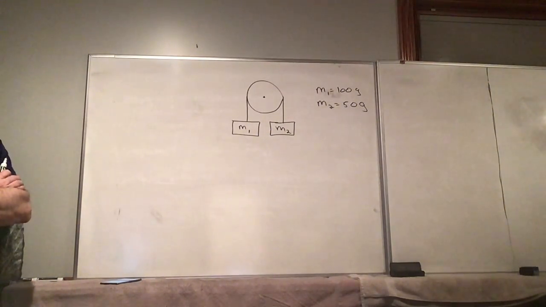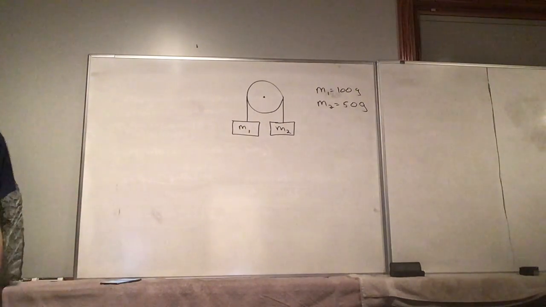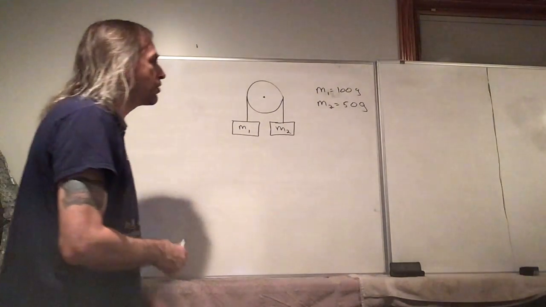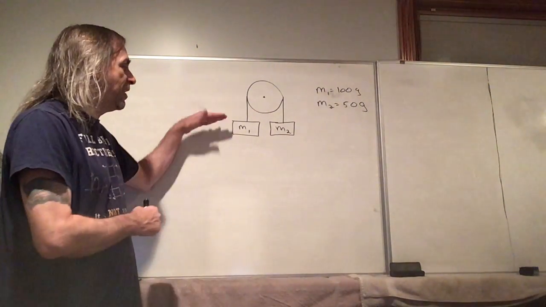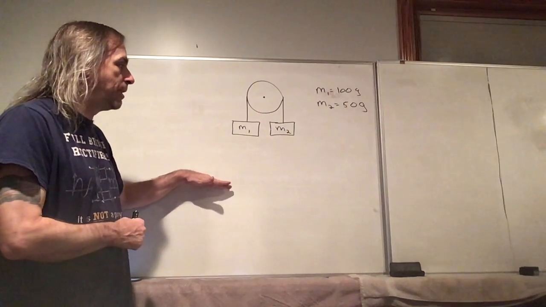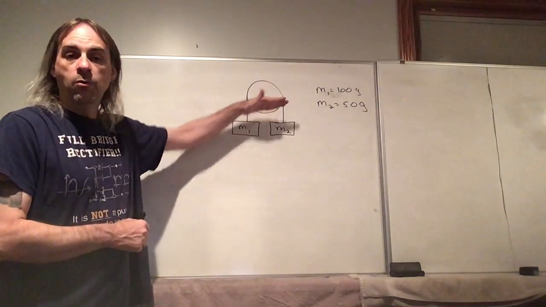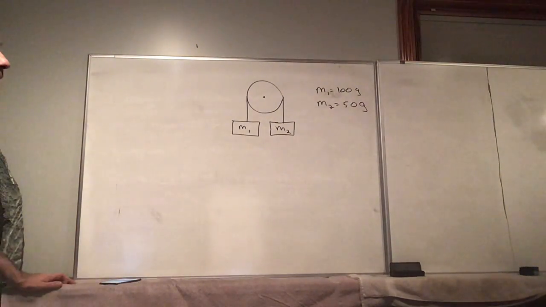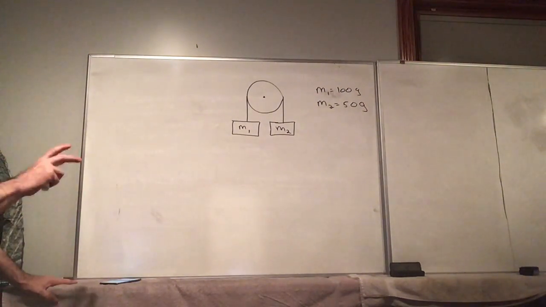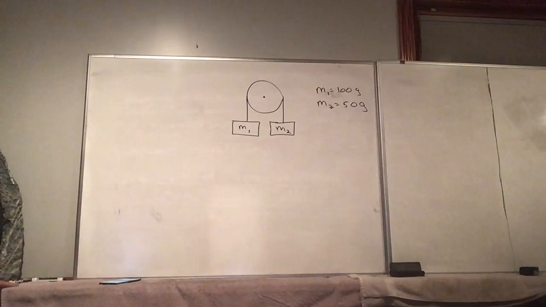So we know mass 1 is going to fall down and mass 2 is going to accelerate upwards. And they're connected by a string that doesn't stretch. And so if this mass falls down 1 meter, mass 2 is going to go up 1 meter. They're going to travel the same distance in the same time period. They're going to basically accelerate at the same rate.